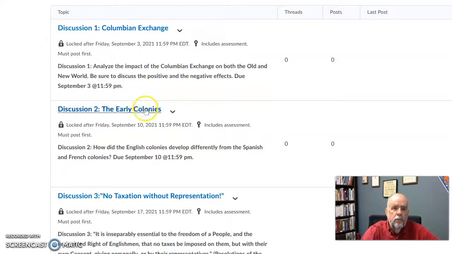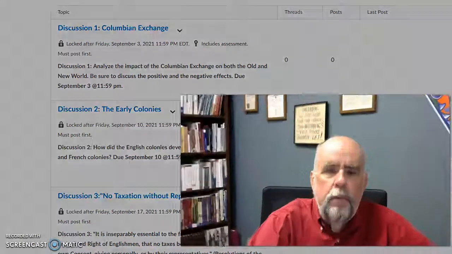So let's look at the first question. Analyze the impact of the Columbian Exchange on both the Old and New World. Now look at this. Old and New World are capitalized, okay? Make sure you do that if you mention them. And be sure to discuss the positive and negative effects. So what I'm looking at is this, and it's pretty simple. I'm looking at what they traded with one another.